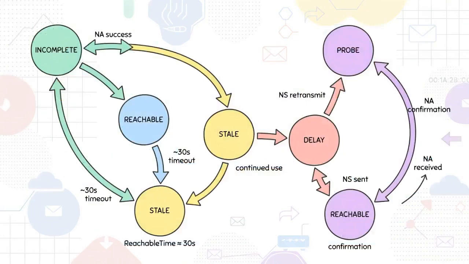Every entry in that phone book lives in one of 5 states, and the state tells the node how much it trusts the mapping. Incomplete means an NS was just sent and we're waiting. Reachable means the mapping was confirmed within the last 30 seconds. Stale means we used it recently but never got fresh confirmation. Delay gives a short grace period before we re-verify, and probe actively retransmits solicitations to rebuild trust.